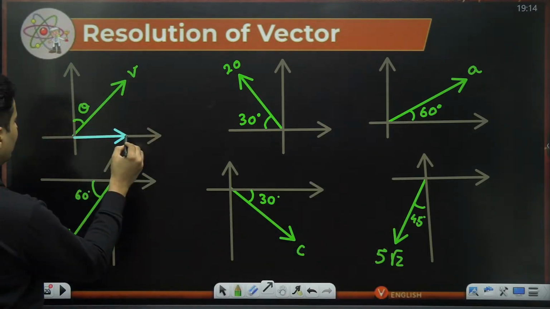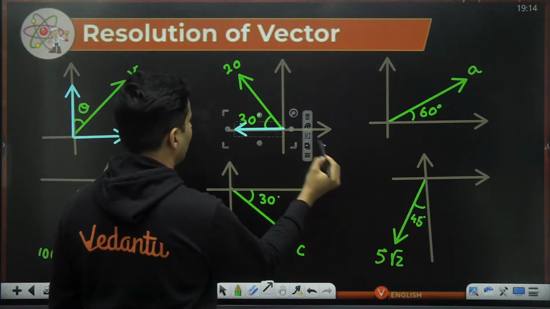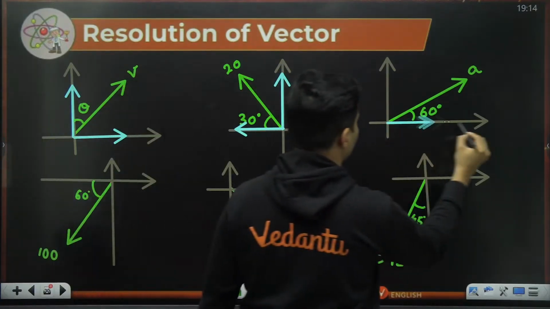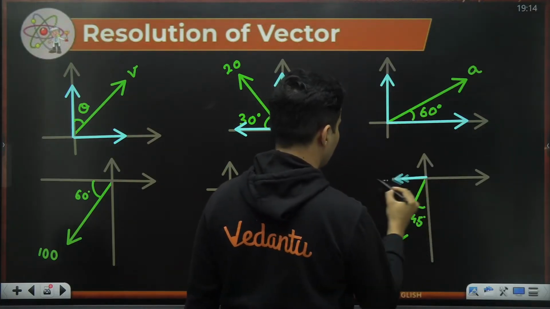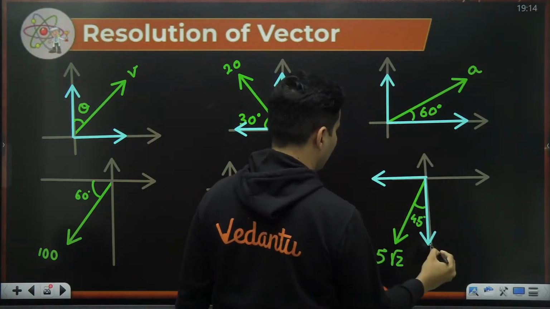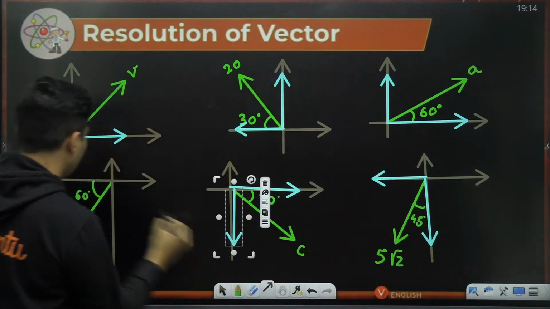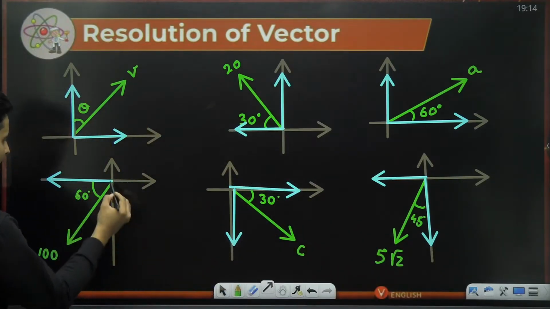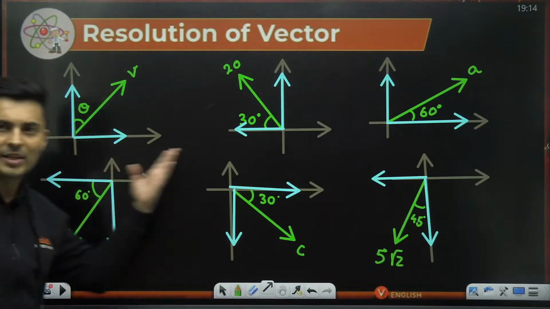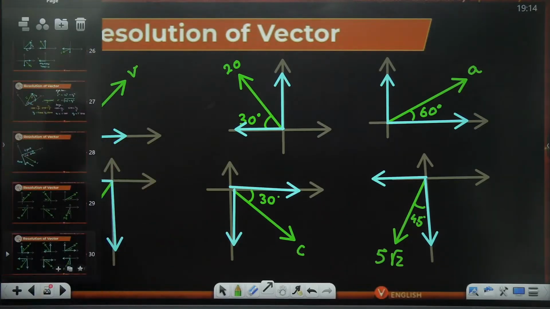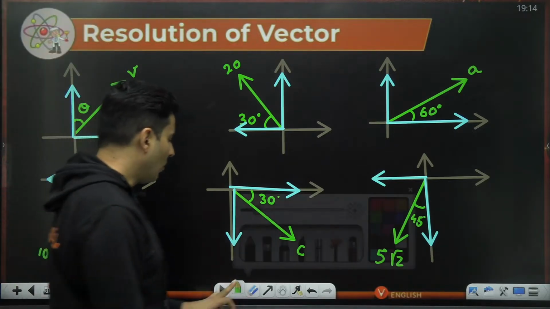Here I can split it like this and like this. Here I can split it like this and then like this. These are the components of those vectors. Okay, the first stage is done. Next stage, what are those values?